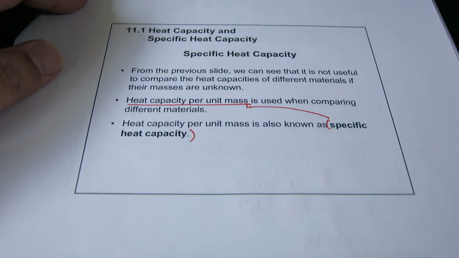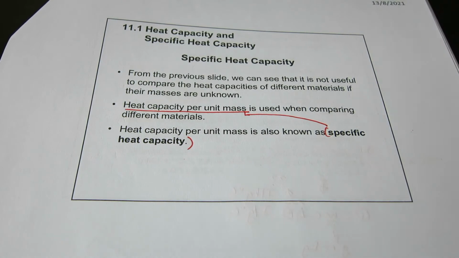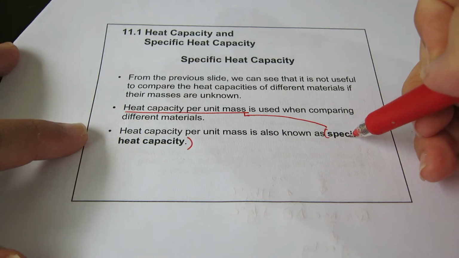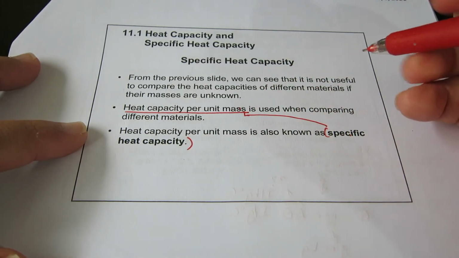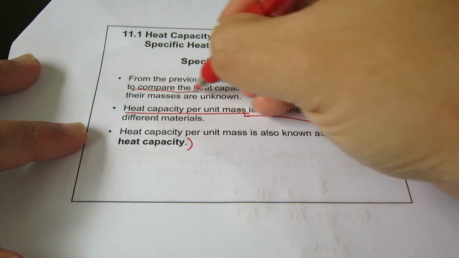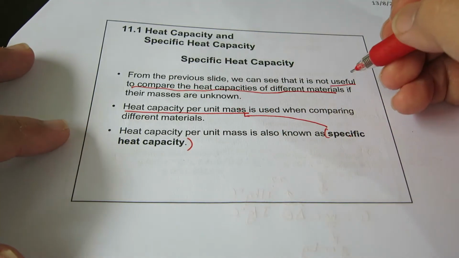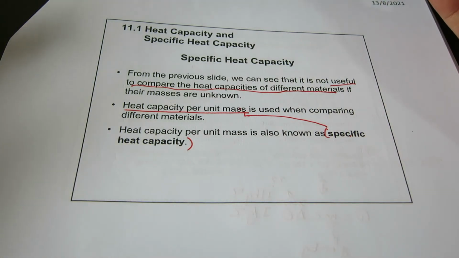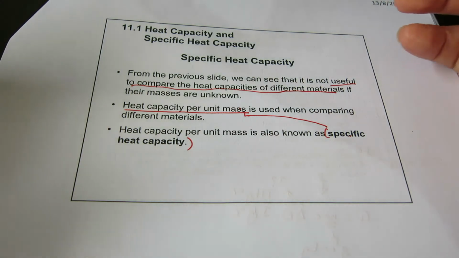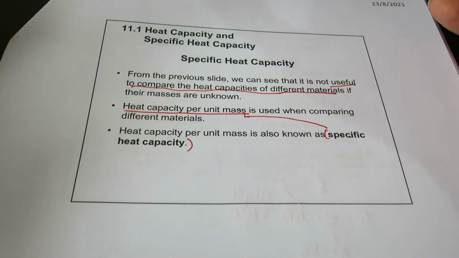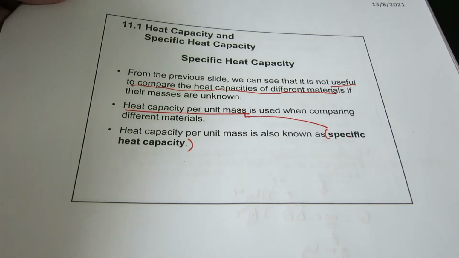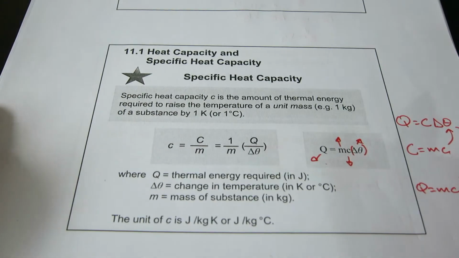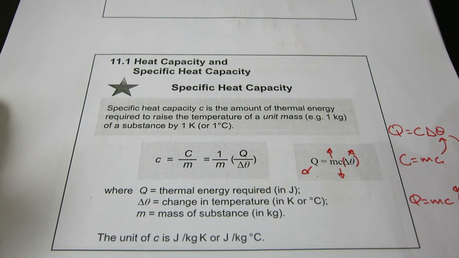Now, we learn the concept of specific heat capacity. Specific heat capacity is basically heat capacity per unit mass. It is not that useful for us to compare the heat capacities of different materials, especially if we have objects made out of many different materials in different concentrations, such that the masses of each individual component are different. So we have a standardized set of values for each different material, and that will allow us to do the calculation much more simply.